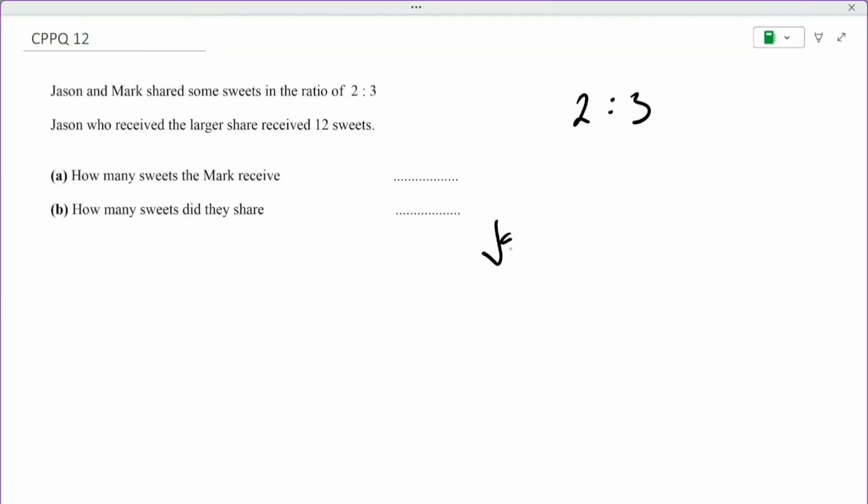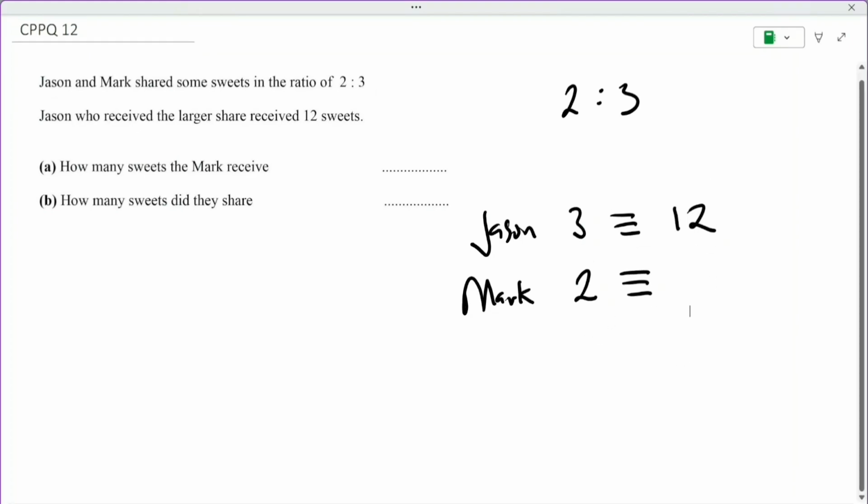If Jason's ratio is 3, the larger ratio, and he received 12 sweets, that's 3 is equivalent to 12. Mark has the smaller ratio, which is 2, is equivalent to the amount of sweets he would receive. You can see the ratios align, the number of sweets should also align. We can say Mark's share of the sweets is X. So 3 is less than 12.